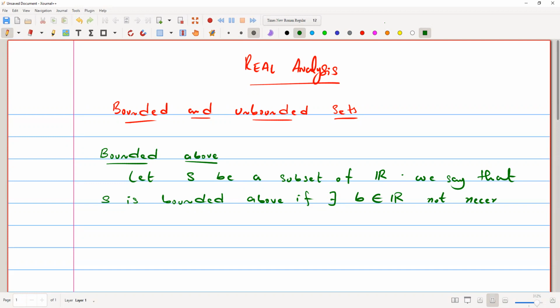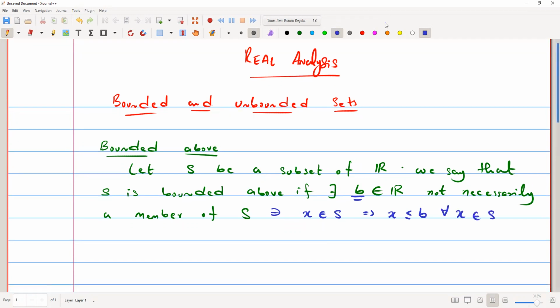it is not necessary that the upper bound is from the set, so not necessarily a member of S. So the number B is not necessarily a member of set S, such that x belongs to S implies x is less than or equal to B for all x belongs to set S.